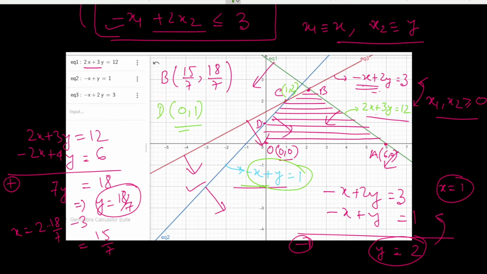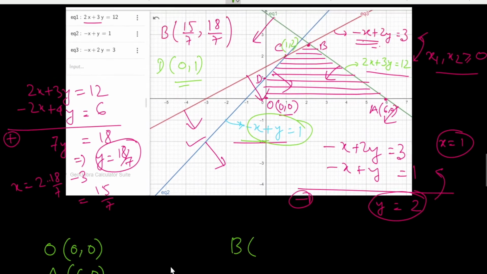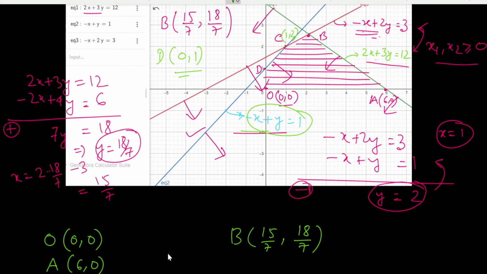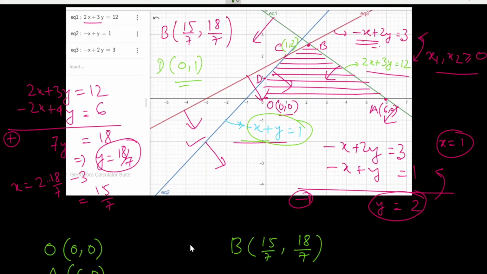So we get the extreme points: O (0, 0), A (6, 0), B is the point (15 upon 7, 18 upon 7), D is the point (0, 1), and C is the point (1, 2).